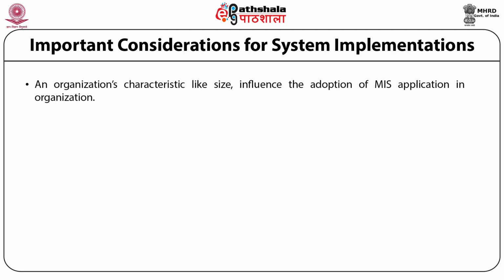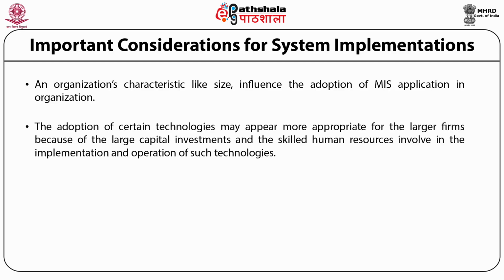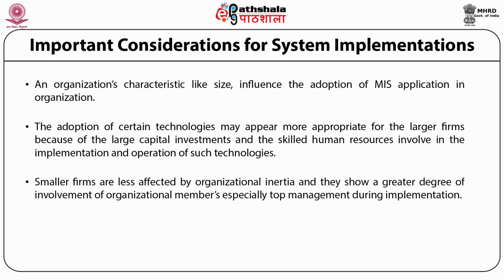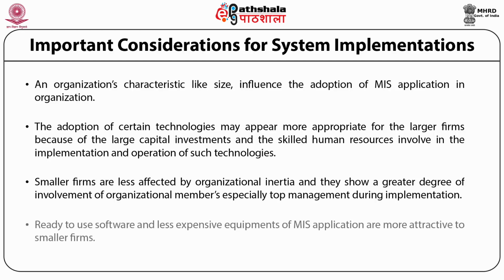Organizational characteristics such as size influence adoption of MIS applications. The adoption of certain technologies may appear more appropriate for larger firms because of the large capital investment and the human resources involved in implementation and operation of such technologies. Smaller firms are less affected by organizational inertia and show a greater degree of involvement of the organizational members, especially the top management, during the implementation. Ready-to-use software and less expensive equipment are more attractive to smaller firms.